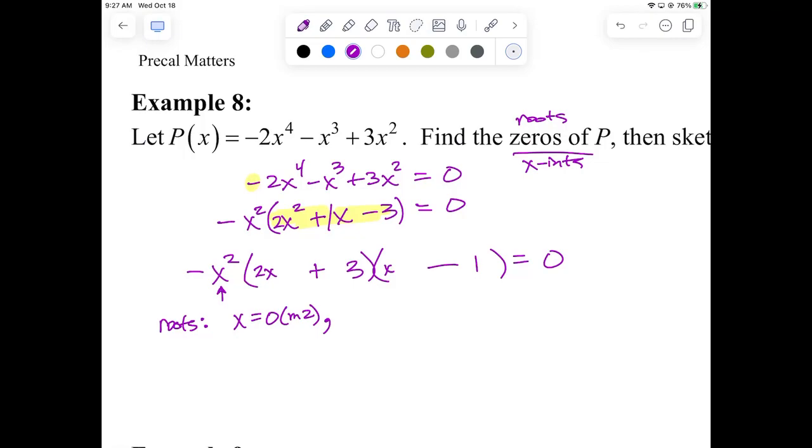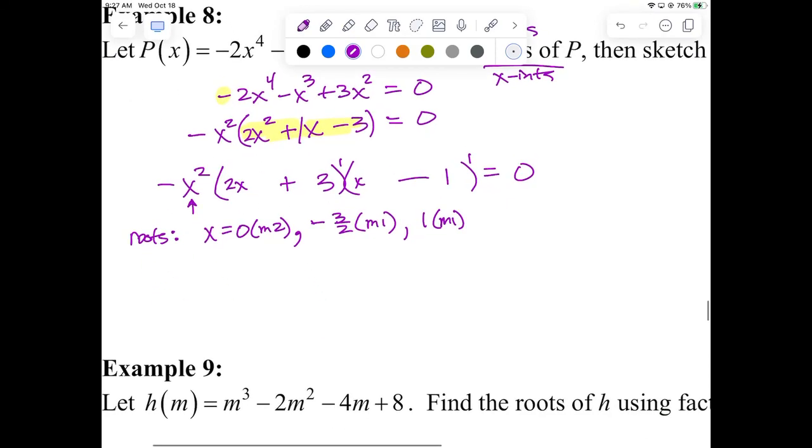All right, what's the next root? If you set 2x plus 3 equal to 0 in your head, you get -3 halves, and that's multiplicity what? Multiplicity 1. Okay, and what's the next root? +1, and its multiplicity what? 1. So what is the sum of those multiplicities? What's 2 plus 1 plus 1? 4. Is that the degree of our polynomial? Yes. Okay. So now that we have that, now we can sketch the graph.